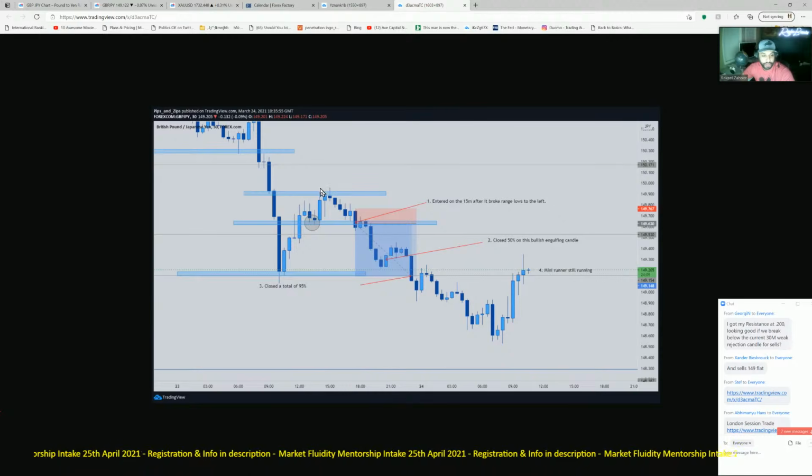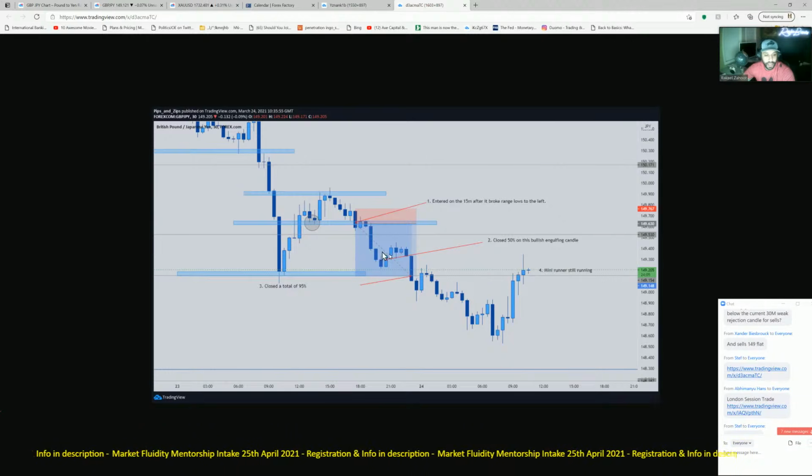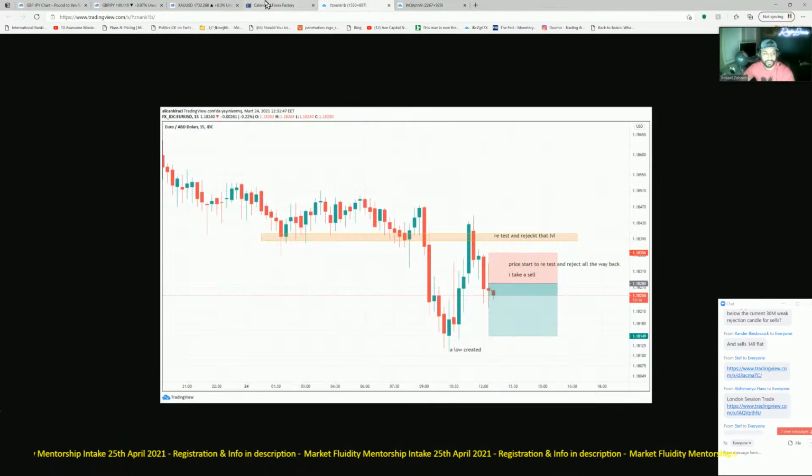So this chart is a GBP/JPY chart, entered on a 15-minute, closed 50%. Nice. Closed a total of 95%. Yeah, it was a pretty good trade. I think this happened in the Asian session. Yes, it happened in the Asian session. Oh, guys sent charts twice.